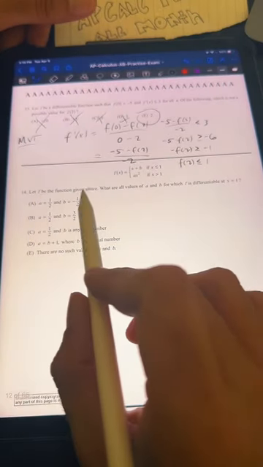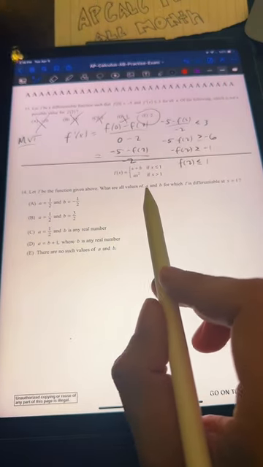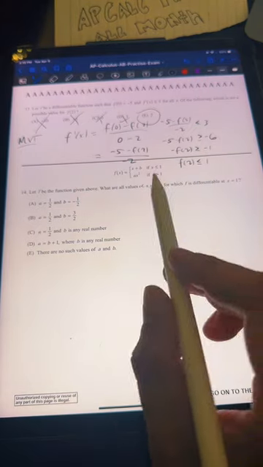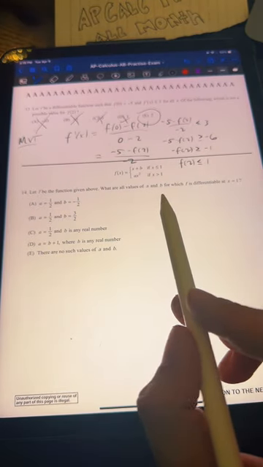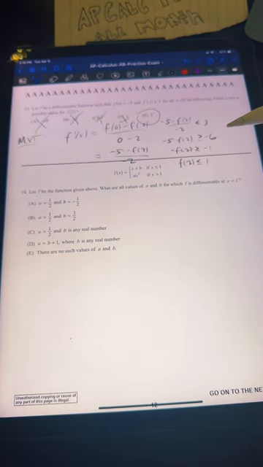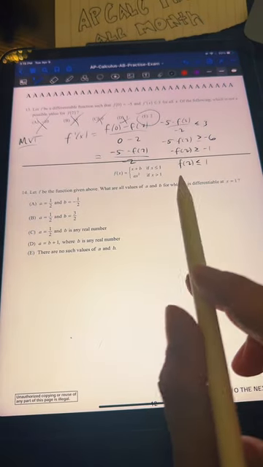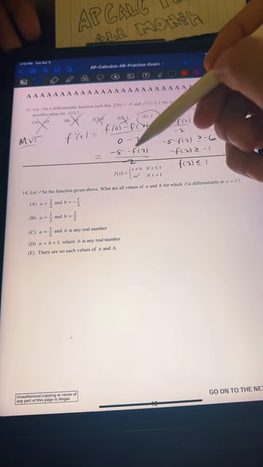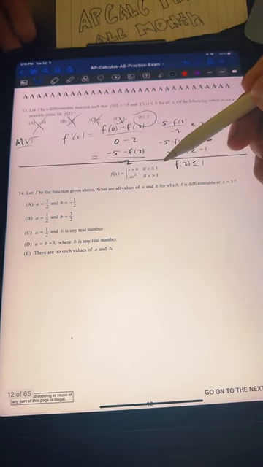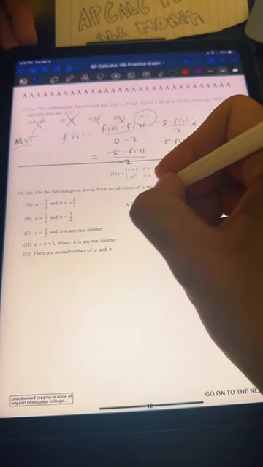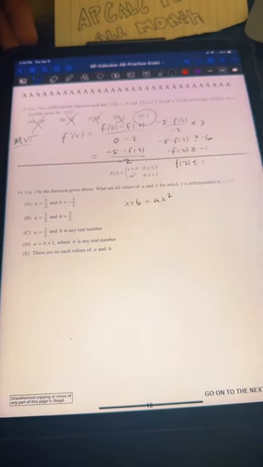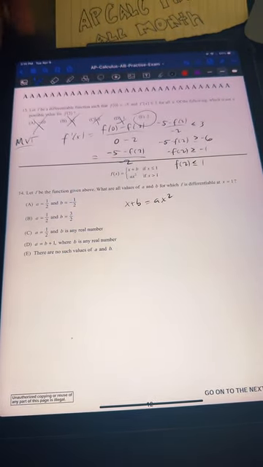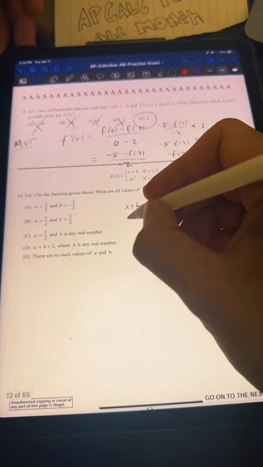Okay, so here we go, number 14. Let f be a function above. They're asking, what are all the values a and b for which f is differentiable at x equals 1? Well, first things first. If it's differentiable, that means the function has to be continuous. So these two values have to be touching at 1. So we know that x plus b has to equal a times x squared when x is equal to 1.